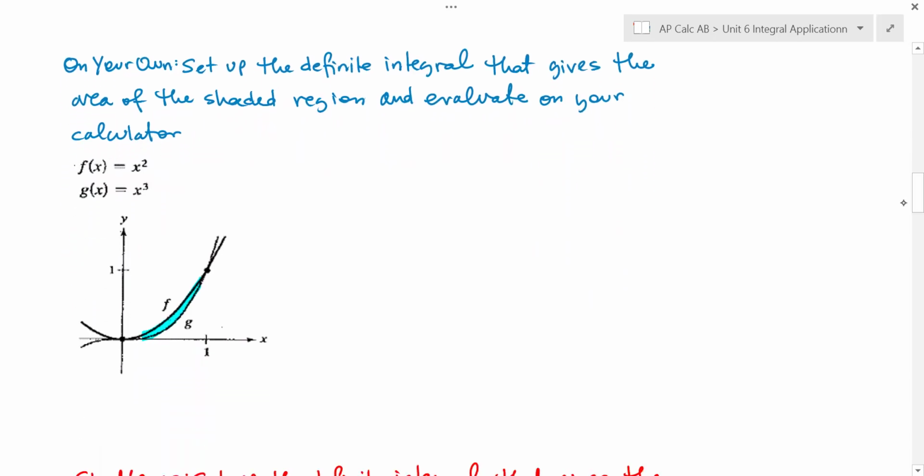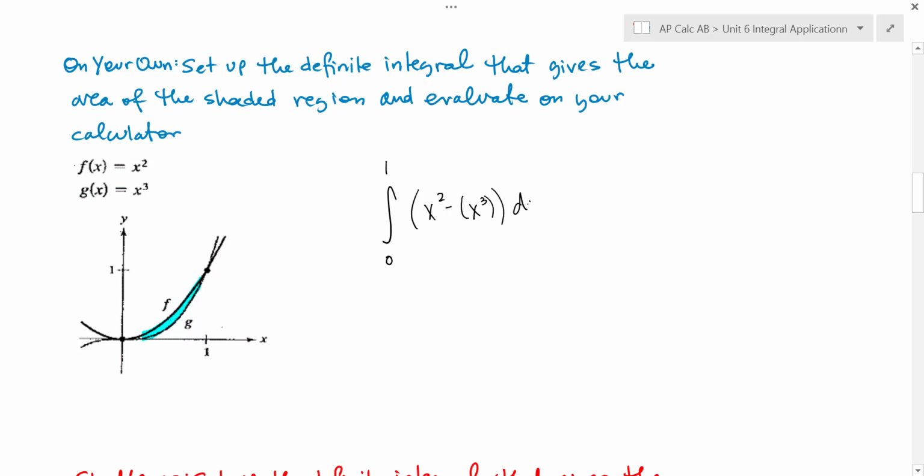All right. I want for you to press pause right now and try to set this guy up on your own, and then we'll check over it in a second. Okay, hopefully you're good to go. So you're evaluating from 0 to 1. That top function is function f, because this is my parabola on top. So we're going to have x squared minus function g, x cubed.